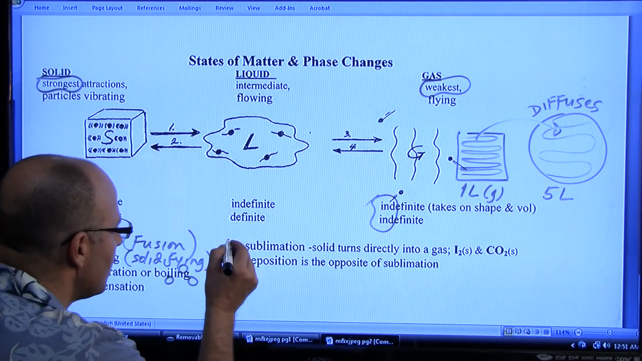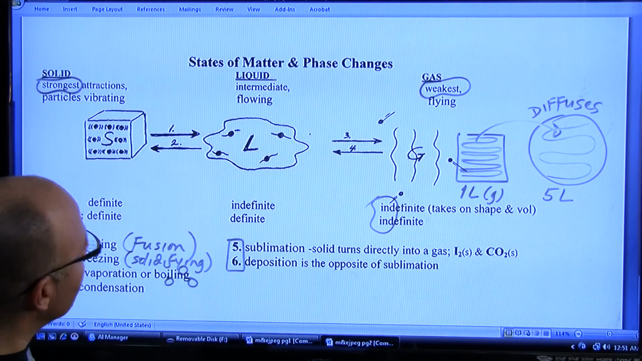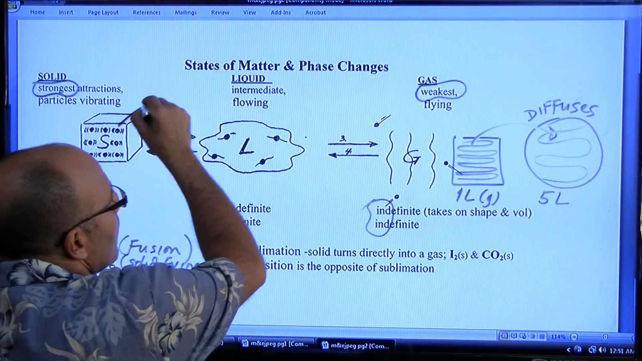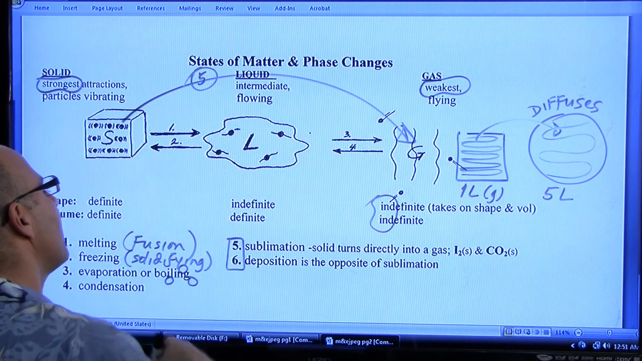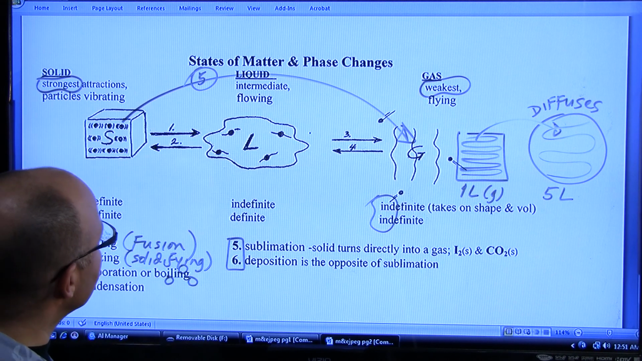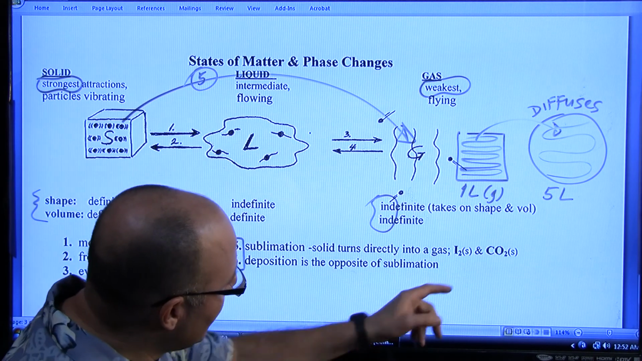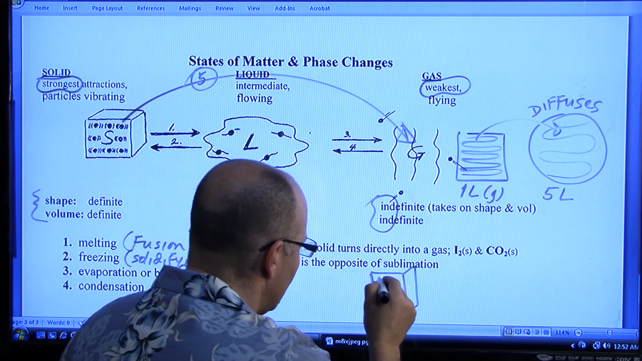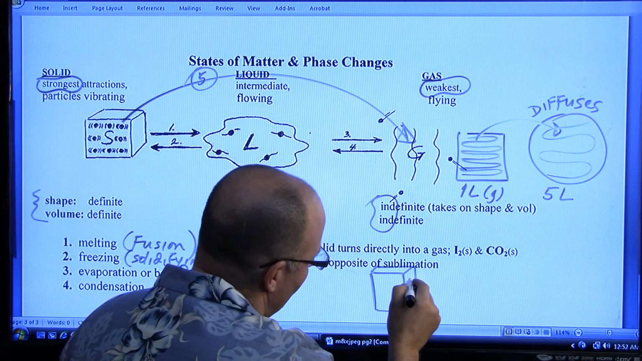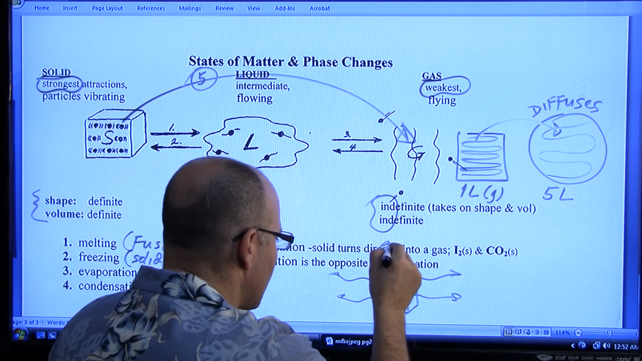And then there are the 2 phase changes that are often forgotten, and that is sublimation. Sublimation is when a solid turns directly into a gas. So let's draw an arrow from solid to gas, skipping the liquid state. Number 5 is sublimation. You may have had this demonstrated in class with dry ice. Dry ice is solid CO2. If you take dry ice and just leave it there on a table, that dry ice on its own will turn into a gas.